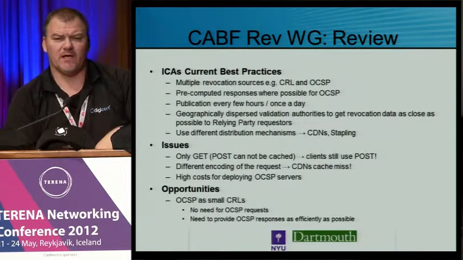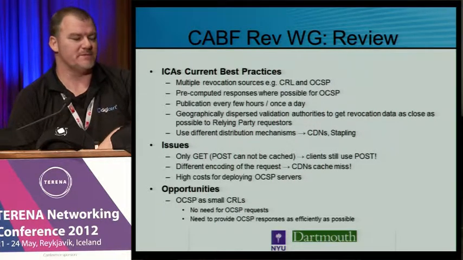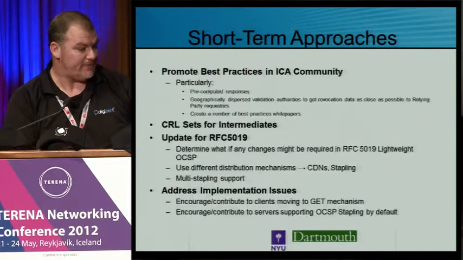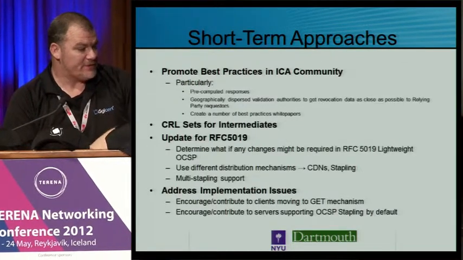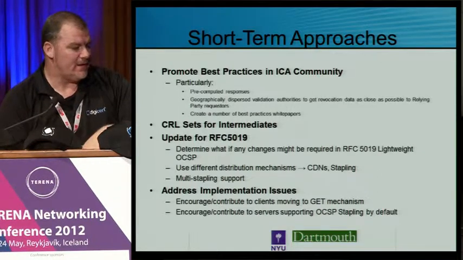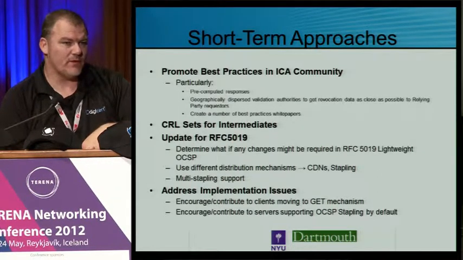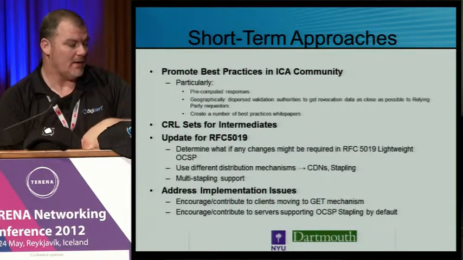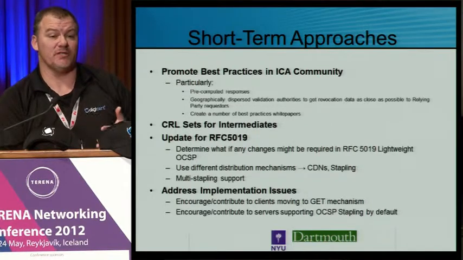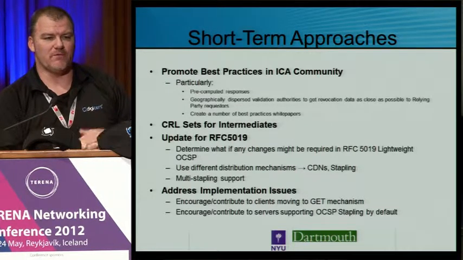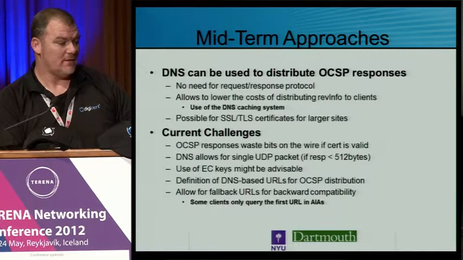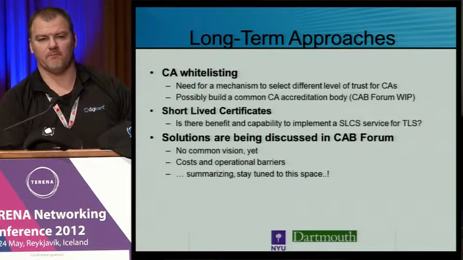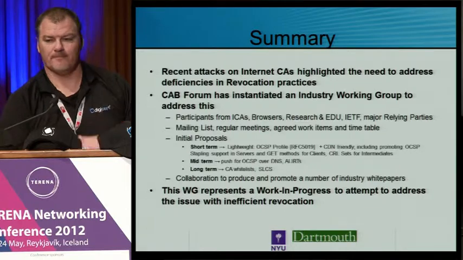Some opportunities: let's try and get OCSP responses to be like CRLs, but just as small as possible, so that you don't actually have to do a request and you can just pull from a CDN. So short-term approaches: promote best practices in the community, as I just went through, update 5019 with the pieces that it's missing, and then address implementation issues by actually working on server implementations to support these things. Mid-term approaches, we're working on an RFC, and long-term approaches, really just discussions at this point. That's it.